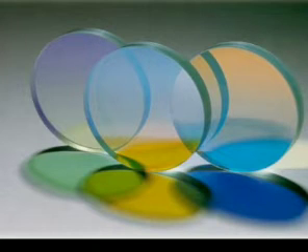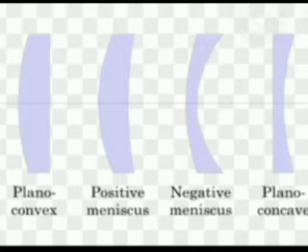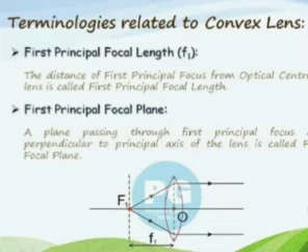A lens is a transparent material bound with two curved surfaces, or one curved and another plane surface. There are two types of lenses: convex lens and concave lens. What is a convex lens? A convex lens is a lens whose at least one side is convex, and it is thicker in the middle and thinner at the edges.